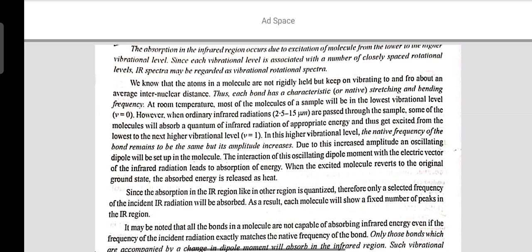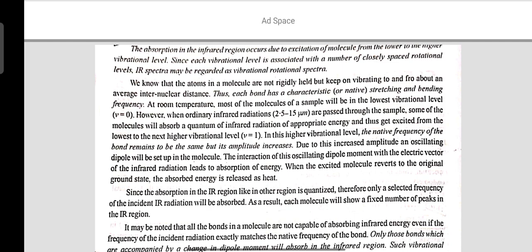Thus, each bond has a characteristic stretching and bending frequency. At room temperature, most of the molecules of a sample will be in the lowest vibration level. However, when ordinary infrared radiation is passed through the sample, some of the molecules will absorb a quantum of infrared radiation of appropriate energy and thus get excited from the lower to the next higher vibration level.